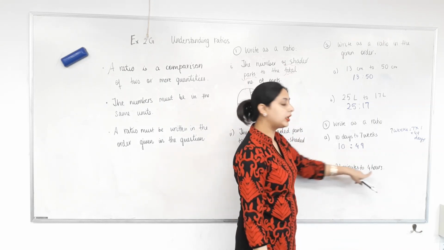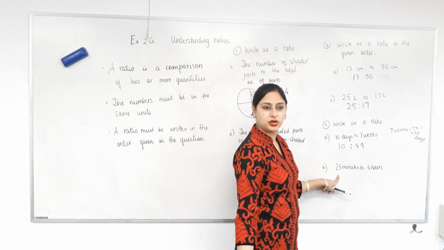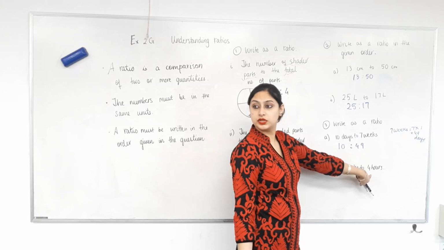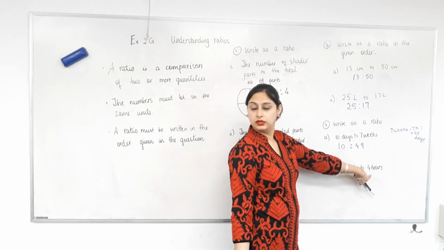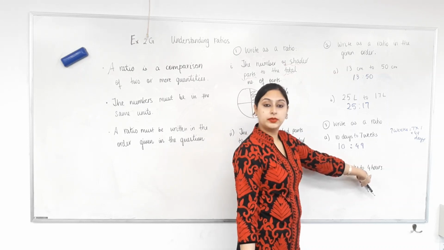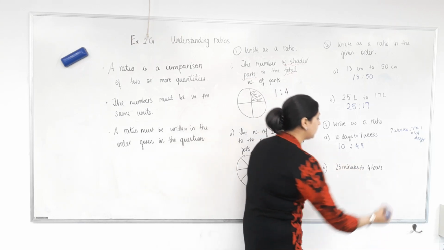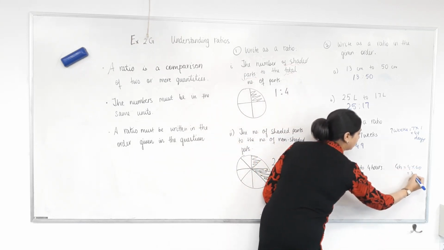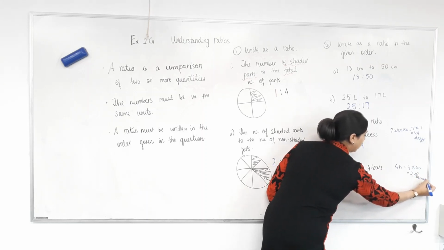Next one, 23 minutes to 4 hours. Is it easy to convert 23 minutes into hours? No, it's not a whole number. Can I convert? We don't talk when I'm talking. 4 hours. Can we convert it into minutes? Yes. 1 hour is 60 minutes. So 4 hours is 240 minutes. Now, that's a lot of minutes.